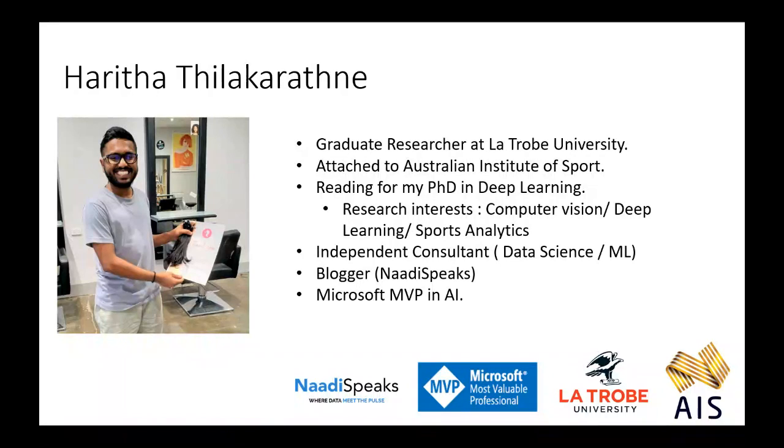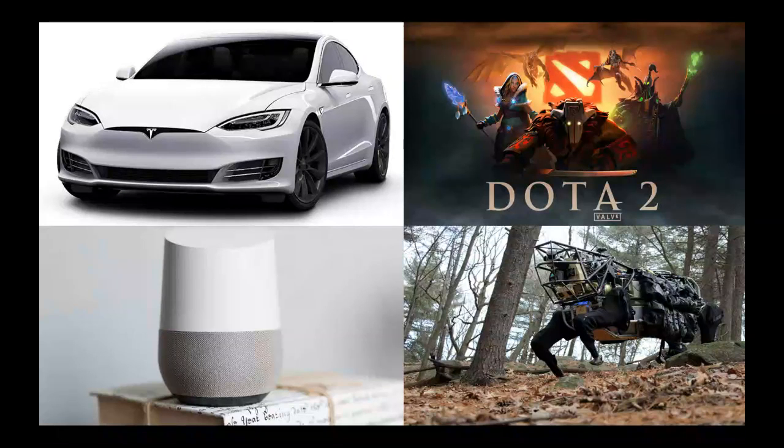So we'll move forward and see what sort of things we're going to discuss today, and what sort of things AI can actually do. I'm pretty sure you can recognize these images because the first one is a Tesla and the second one is the Dota 2 game, if you have played the game. The third is the Google Home that you have in your homes. And the fourth one is Boston Dynamics, their famous robots.